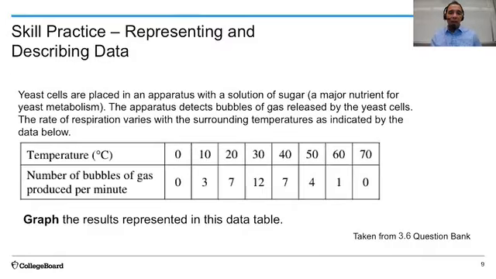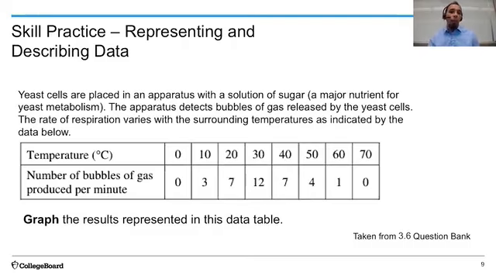Yeast cells are placed in an apparatus with a solution of sugar, which is a major nutrient for yeast metabolism. The apparatus detects bubbles of gas released by yeast cells. The rate of respiration varies with the surrounding temperature as indicated by the data below. So you have temperature, you have number of bubbles of gas. I'm not going to go through and read those for you. Pause the video. Graph the results represented in this data table.